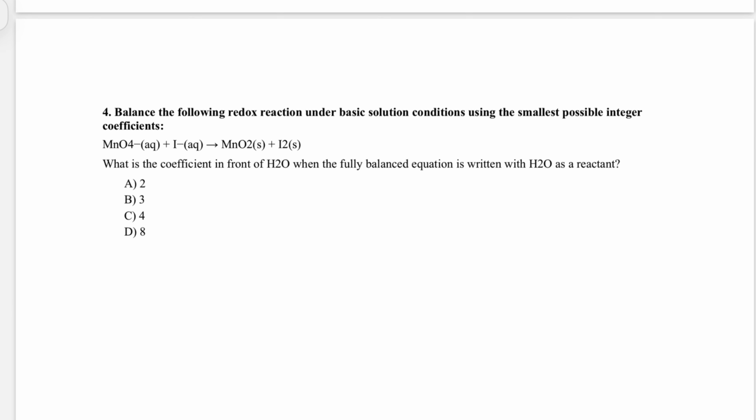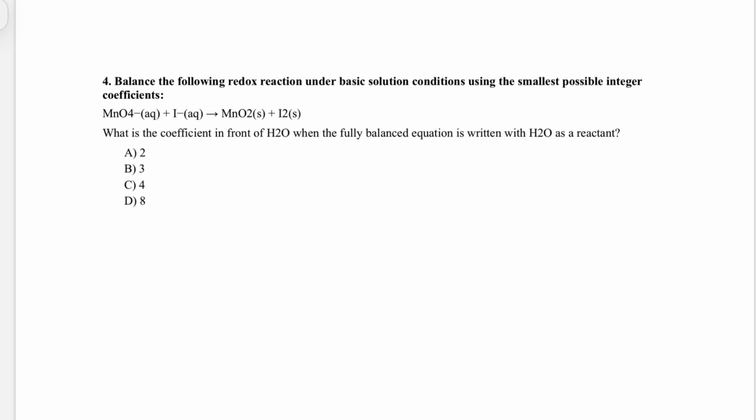So that's how you balance an equation. Now, what if it's in a basic solution? Well, it's actually the same thing, except we just have to add an extra step or two at the very end. So let's repeat what we did in the last question. So you write out the half reactions, split it up into the oxidation and reduction half reaction.